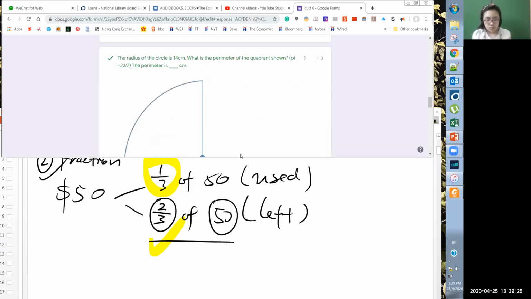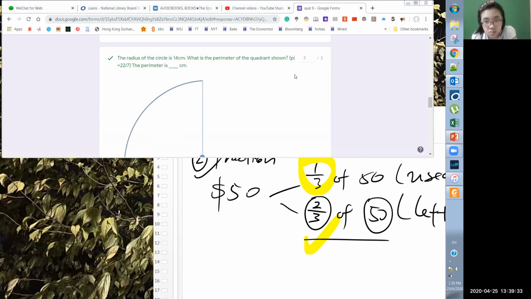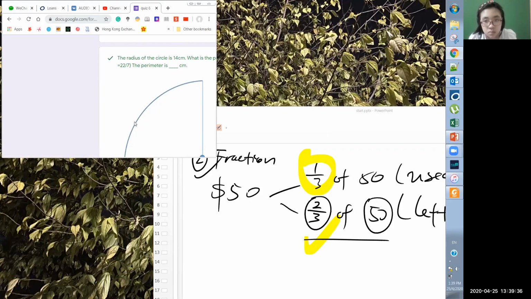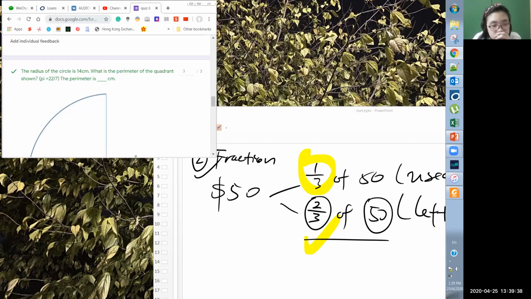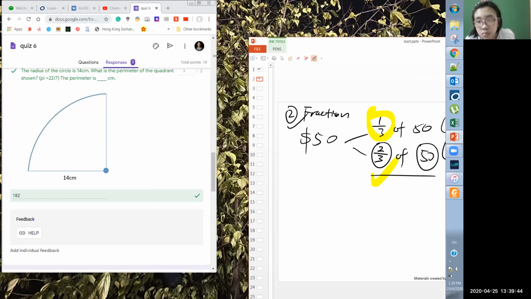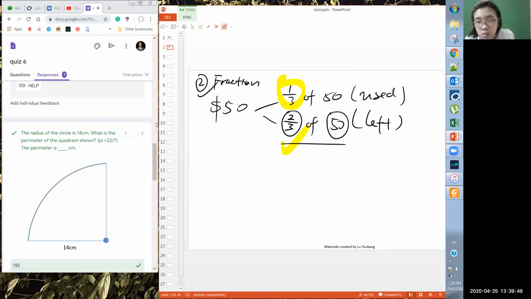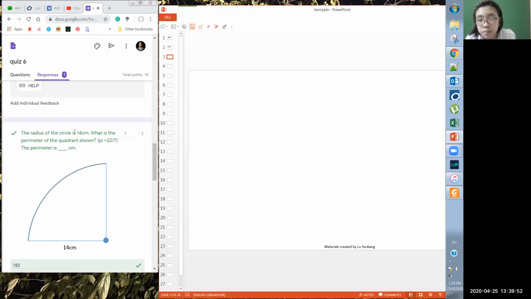Okay, here, this question. So what it says here is, let me get into this format. Okay, tell me what the question is asking. The question says the radius of circle. Which one is the radius? The 14. Yes, very good.